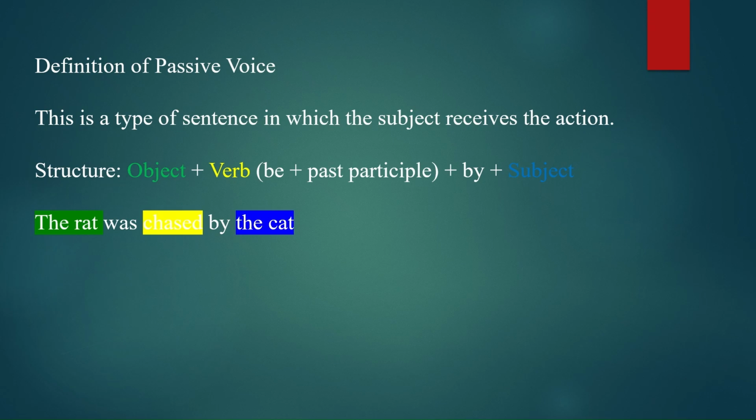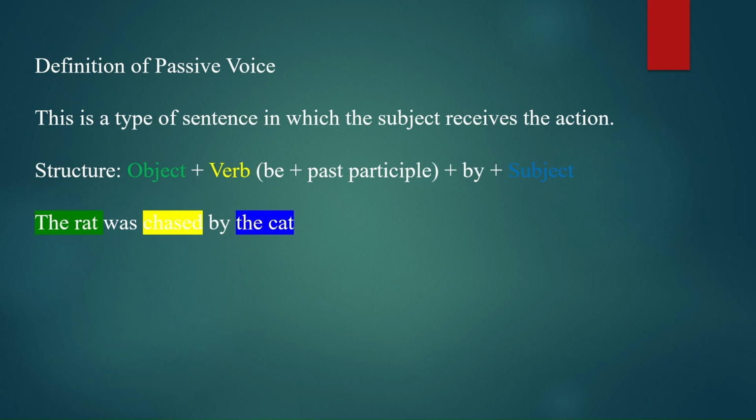Let's look at passive voice. Passive voice is a type of sentence in which the subject receives the action. Remember, in the active voice, the subject was doing the action. Here, we are starting with the object. Look at the sentence below. The rat was chased by the cat.